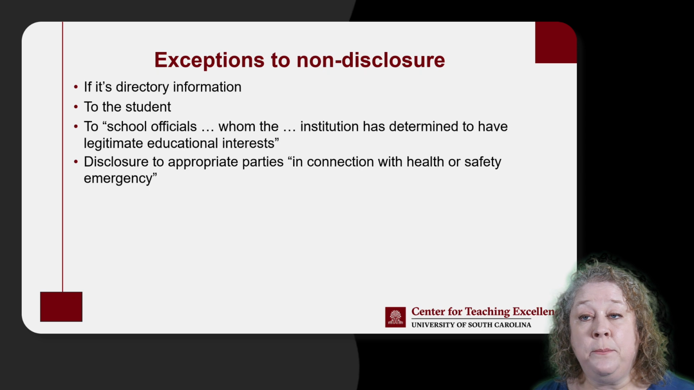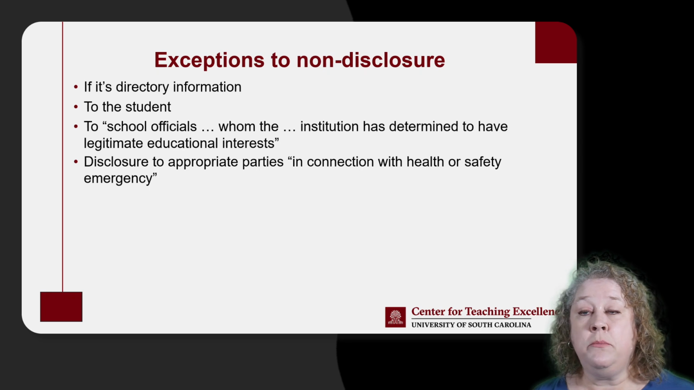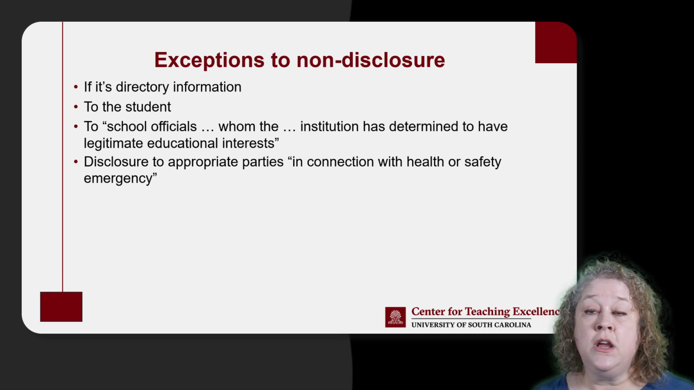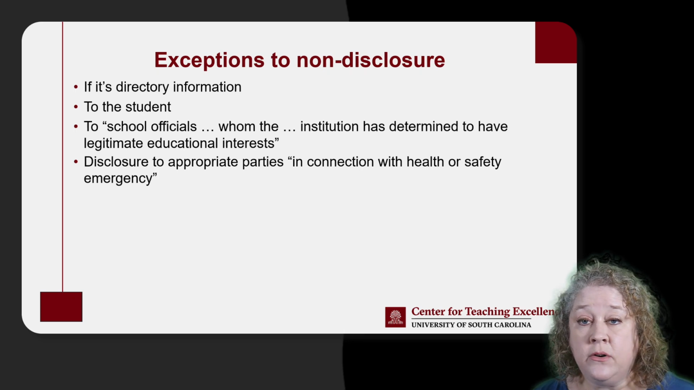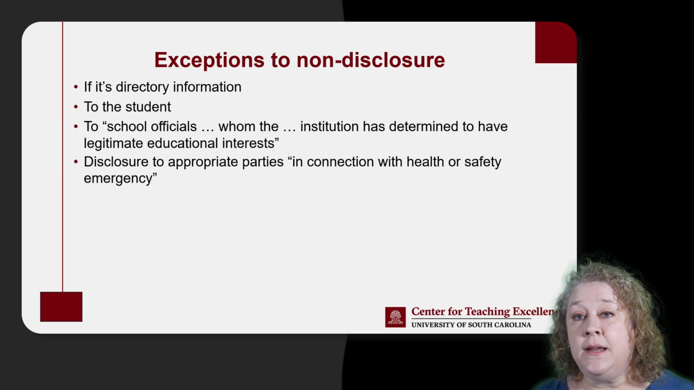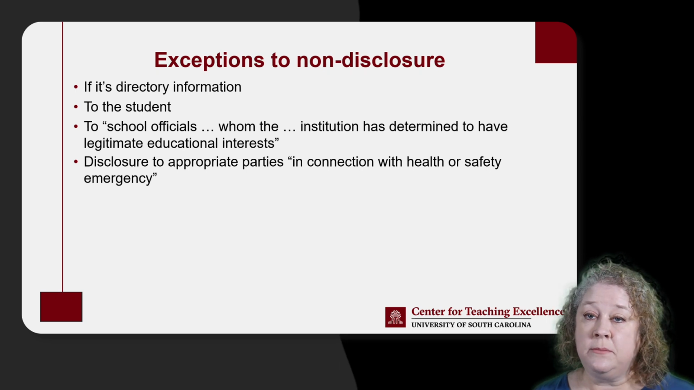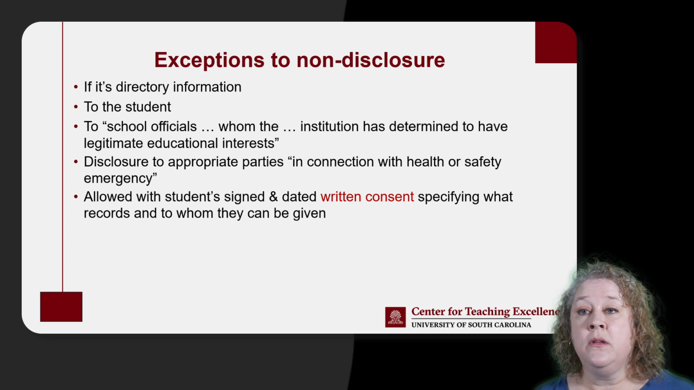Disclosure is also allowed to appropriate parties in connection with a health or safety emergency. So for example, USC Police or health services who may need to be able to reach the student. You can disclose that to them. Or another example is the Office of Academic Integrity may ask you about the student. That is a school official who has legitimate educational interests.